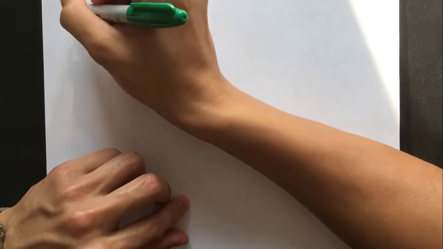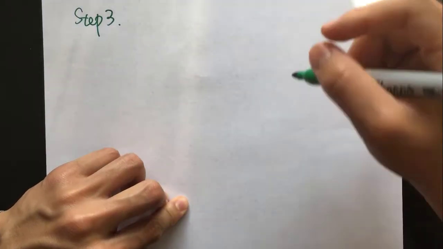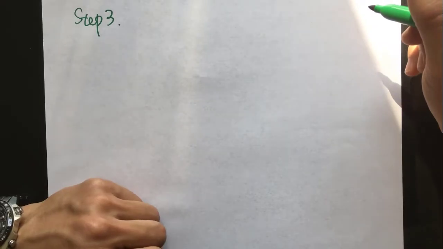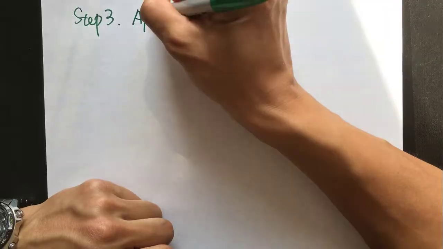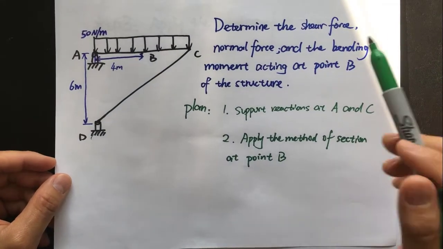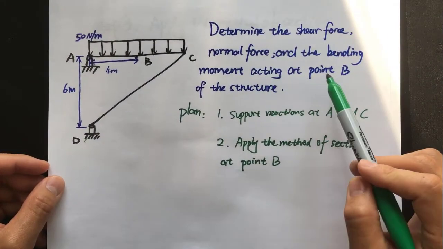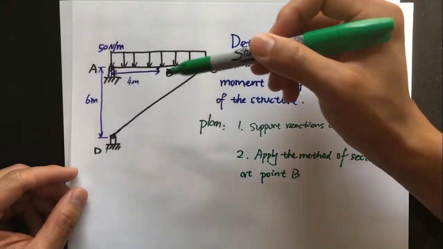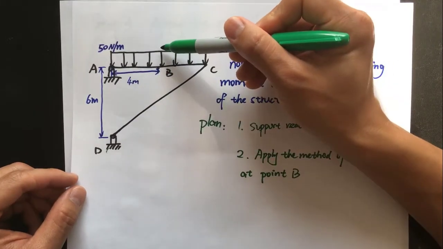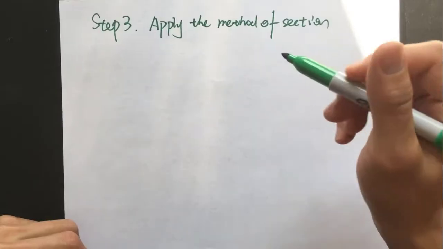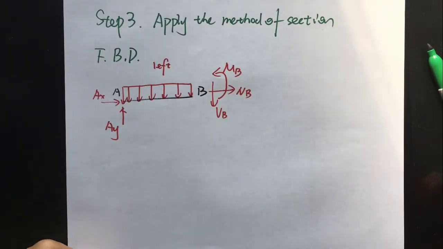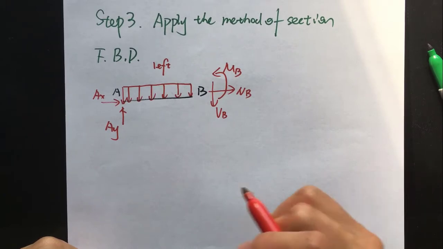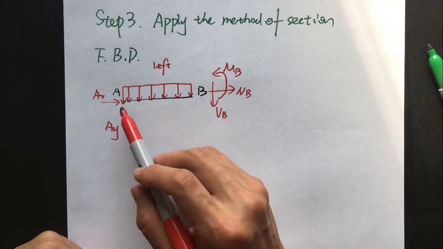All right, the next step, step 3. With all the support reactions known, we can apply the method of section. Since we're looking for the forces and bending moment at point B, we need to cut and apply the method of section at point B. First, you will get two free body diagrams, right? So when you cut at point B, if we take the left side, we will have a free body diagram like this.